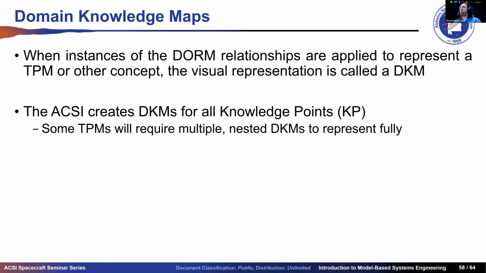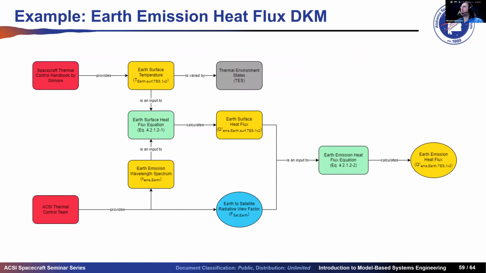Okay, so what do those look like? Remember those colors that were on the domain ontology relationship map? These are sources. These are array parameters. This is an equation, this heat flux equation. This is a state, thermal environment state, scalar parameter, equation, array parameter. So this is what it looks like in practice.